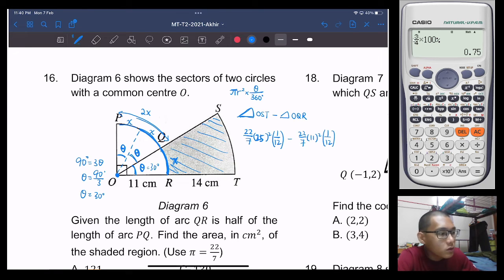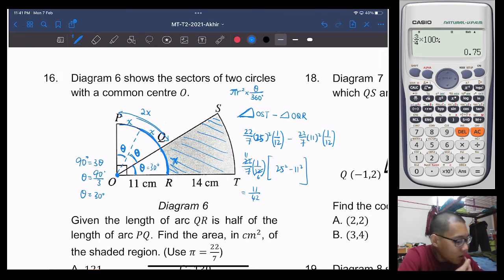You can try to use a calculator to solve, but I will try to factorize this one. The 1 over 12 comes outside, and this one becomes 25 square minus 11 square. So how much do we have? Here we have 11, here we have 6. 11 over 42, right? And then we times it with 25 square minus 11 square. Actually we can separate them, become 25 plus 11, 25 minus 11. Do you know this concept or not?